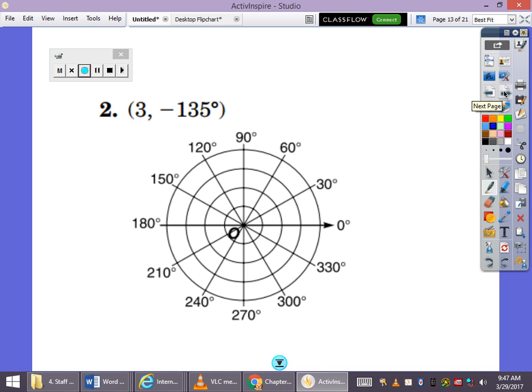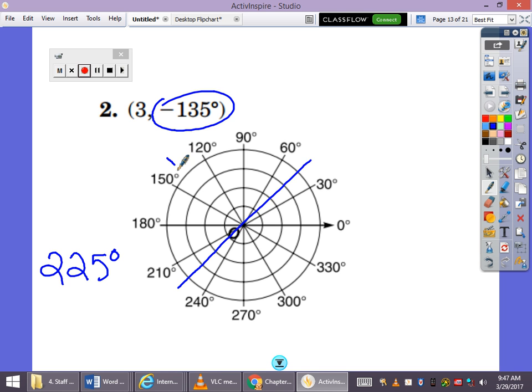All right, looking at this one, it says a negative 135. We don't want to work in negatives, so how many degrees is negative 135? Excellent. It is a positive 225 degrees. Now, for some reason on this worksheet, they didn't like including the 45 degrees, so I'm just going to go ahead and put those in here. 225 is between 210 and 240. Everyone okay with that? Okay.